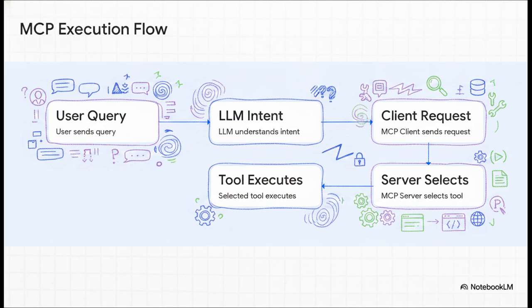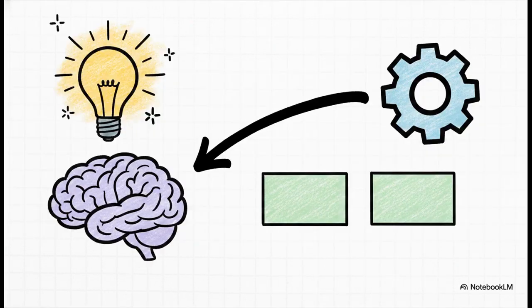Step 3 is the handoff. The MCP client takes that intent and securely fires a request over to the MCP server. In Step 4, the server gets the request and intelligently picks the right tool from its arsenal. And finally, Step 5, the tool executes its function. That could be running a database query, executing a Python script, you name it. It is incredibly clean.